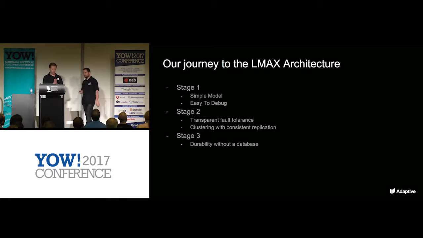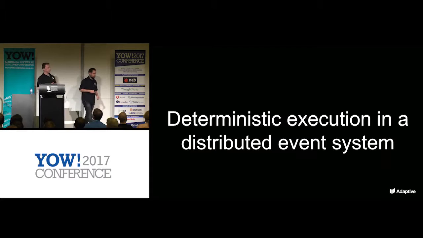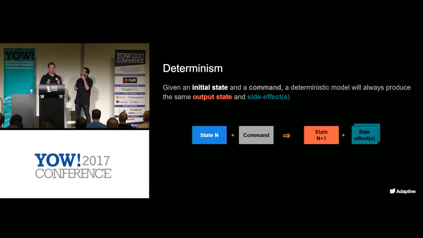So James is going to run us through the first stage. Thanks, Olivier. So the first problem that LMAX, that I want to draw attention to, is the simplicity of the model that you end up having when you use this architecture. What we get with deterministic execution in a distributed event system is a very nice way of looking at the problem and a nice way to model.